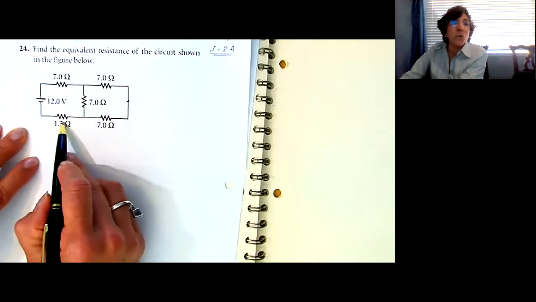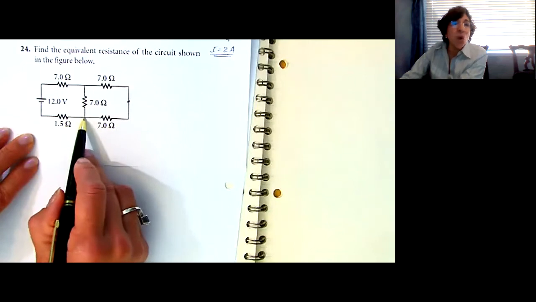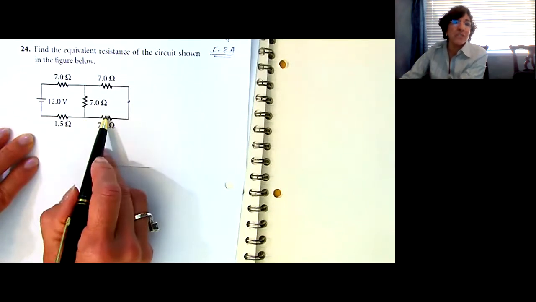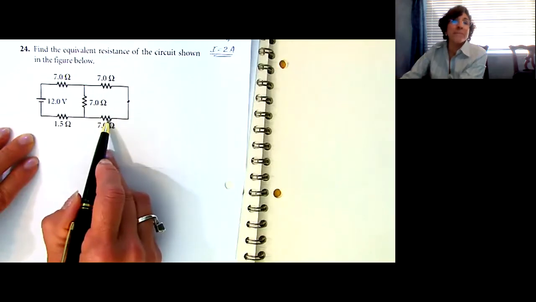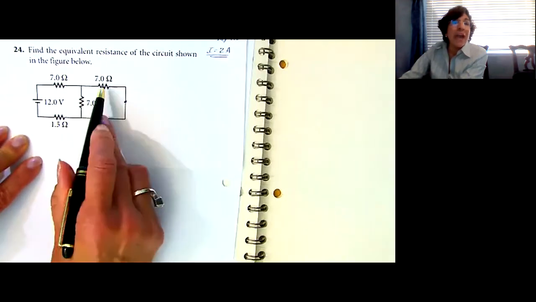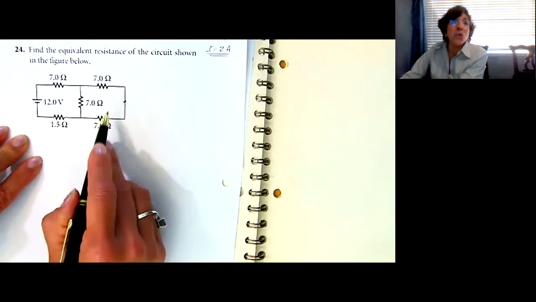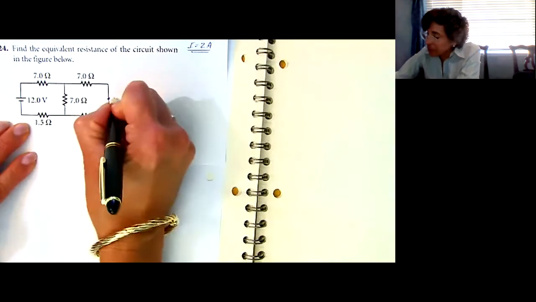Is the 15 ohms in series with the 7 ohms? No, it is not, because this node has something else hanging off of it. Okay, so here there was nothing else between them. So if these 2 are in series, then let me redraw them so that these 2 are in series. And if they're in series, I just take 7 ohms and I add it to 7 ohms. All right, so let me redraw that.